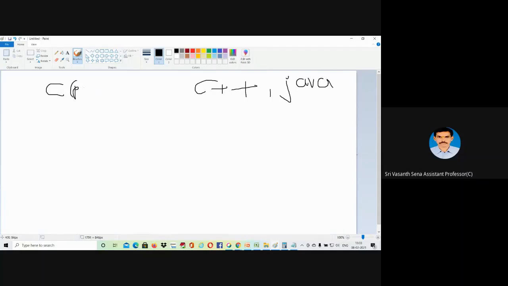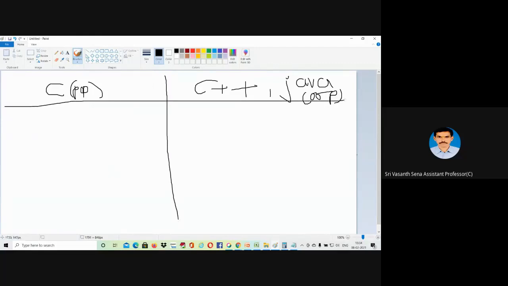C is a procedural oriented programming language, right? POP, procedural oriented programming language. That means we are following a specific procedure. C++ and Java both follow object oriented principles. So what is the main difference between procedural programming languages and object oriented programming languages? We can separate that after this.